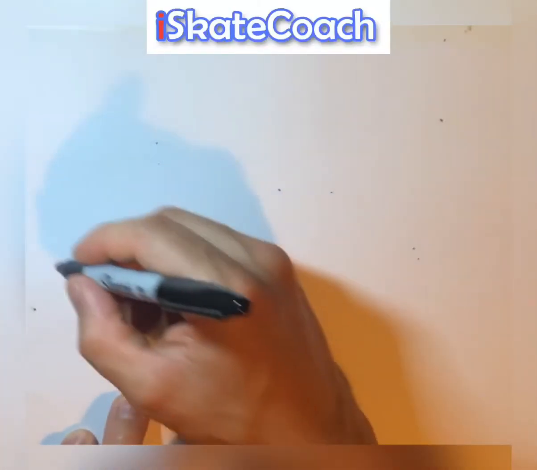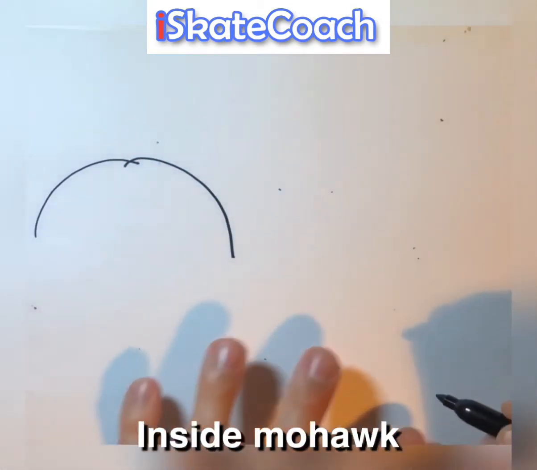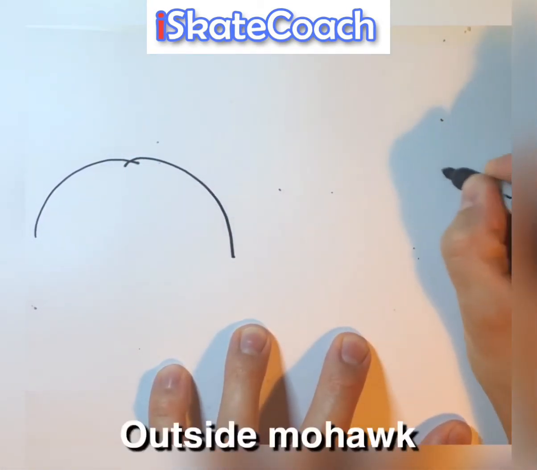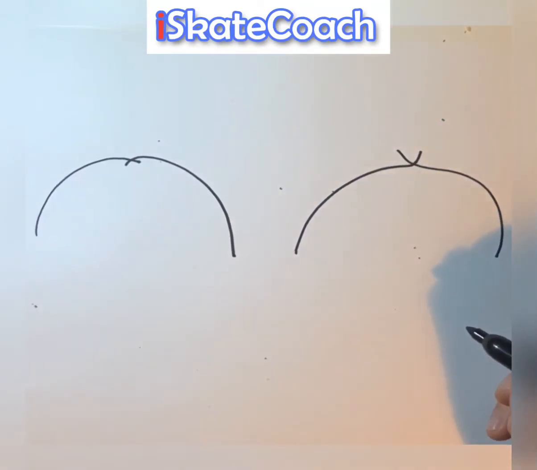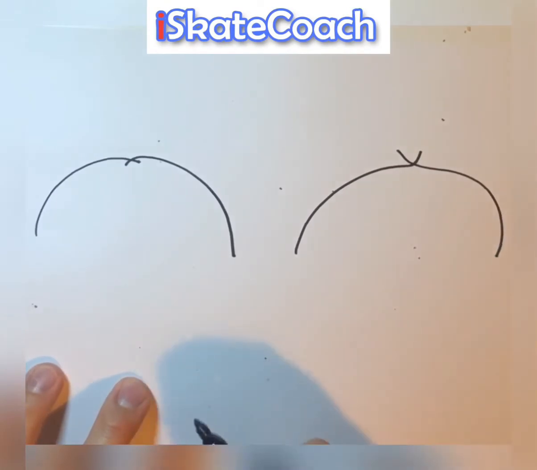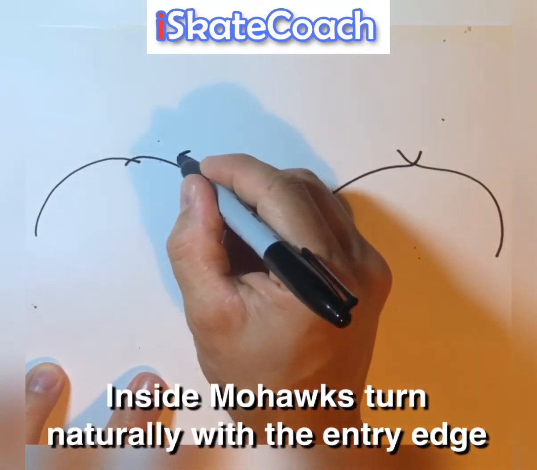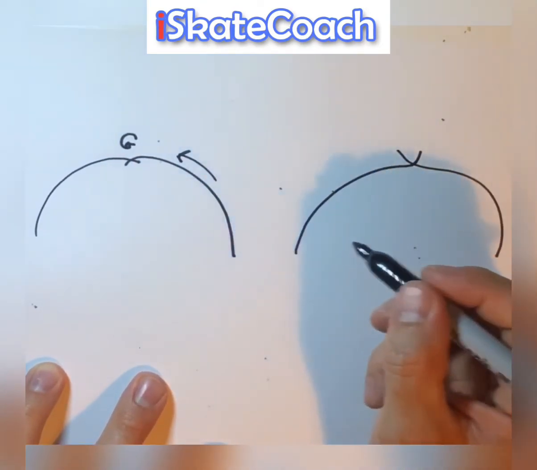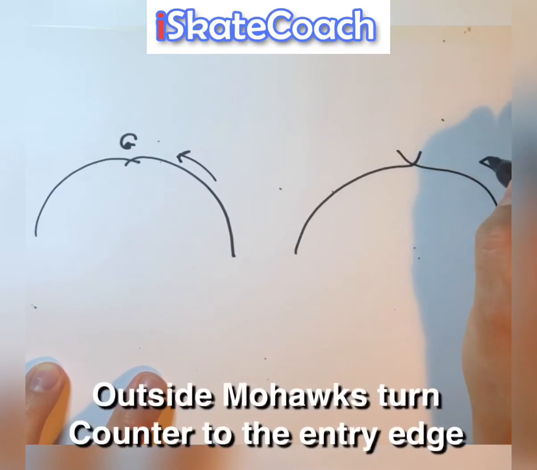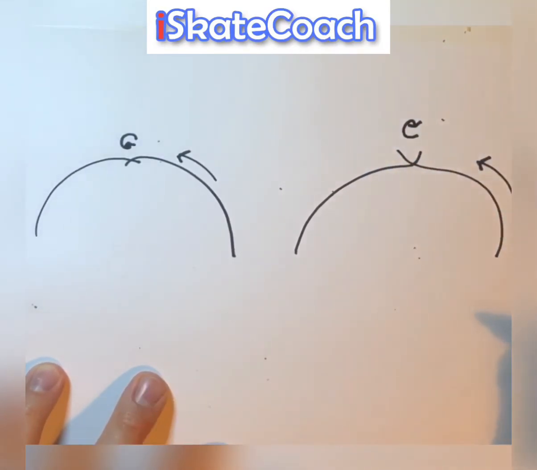One more opposite turn for you. We're going to look at the mohawk. There's an inside mohawk, which is considered as easy, and there's an outside mohawk, which in dance is considered one of our difficult turns. So you can see they're the same shape, and just like all the other opposite turns, the inside mohawk will turn naturally with its entry edge rotation, and the outside mohawk will turn counter to its entry edge rotation, and this is what makes them opposite.